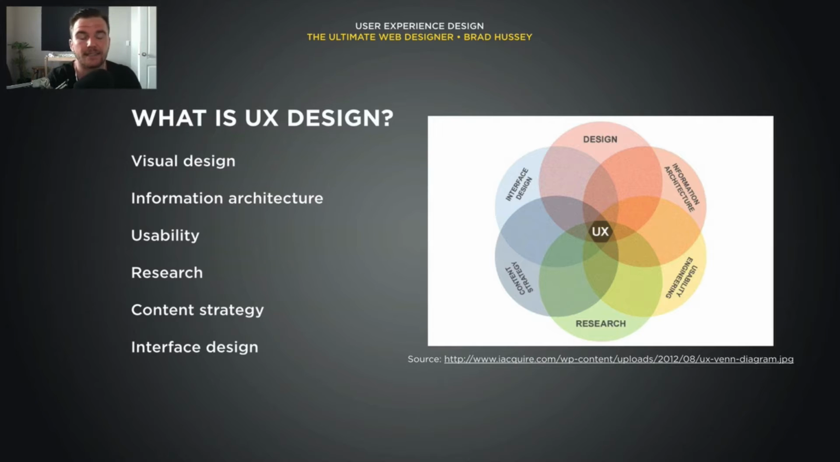So what is UX design? Well, it's all of these bundled into one: visual design, information architecture, usability research, content strategy, and interface design. Right here in this Venn diagram, you can see that it is a combination of all of these things together. User experience design is kind of what it sounds like. You want to design an optimal user experience. It's not about making things pretty or making things function really cool. You want to create something where the user is going to have an optimal and enjoyable experience.